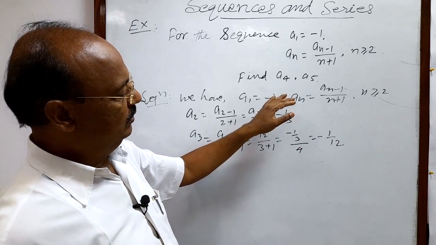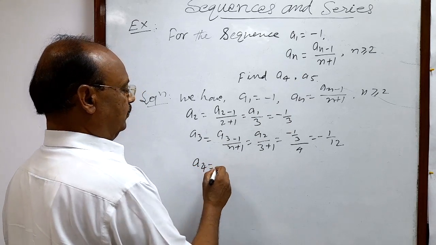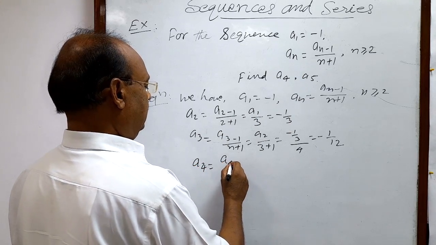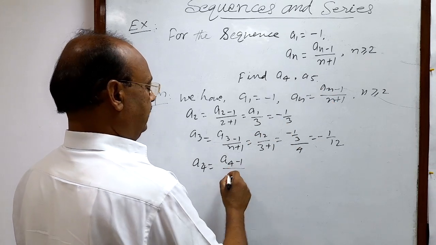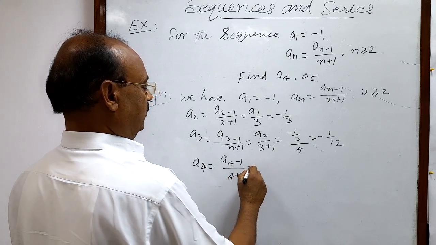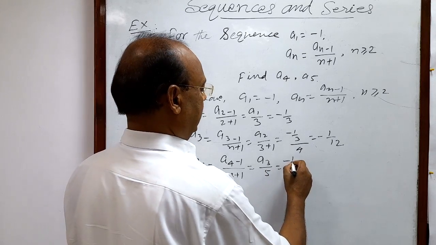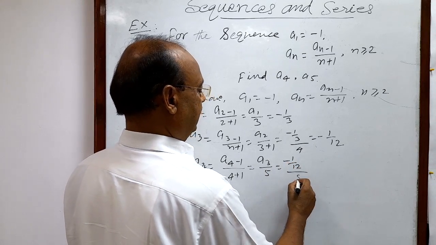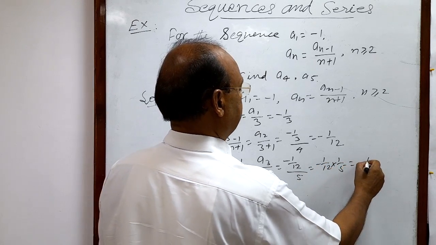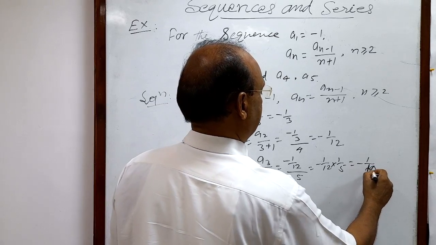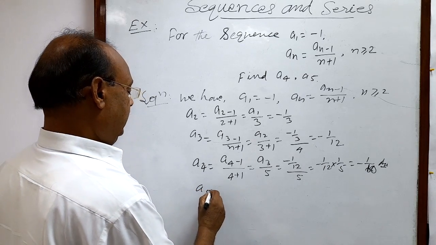Now we will be able to find a4 and a5 also. So let us find a4. a4 will be a(4-1) by this expression. In place of n we are putting 4, divided by 4+1. So this is a3/5, and a3 is -1/12, whole divided by 5. So this is equal to -1/12 into 1/5, which is equal to -1/60. This is the answer.